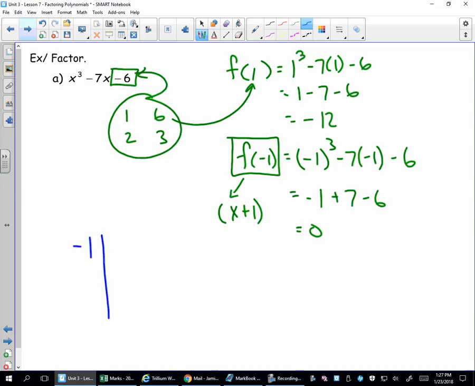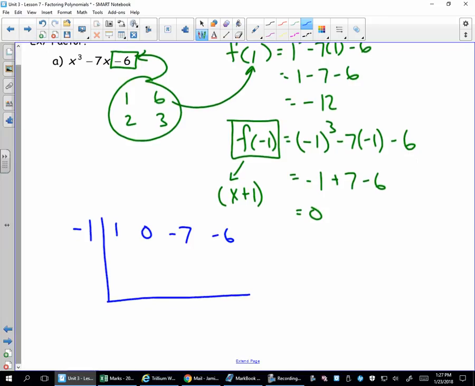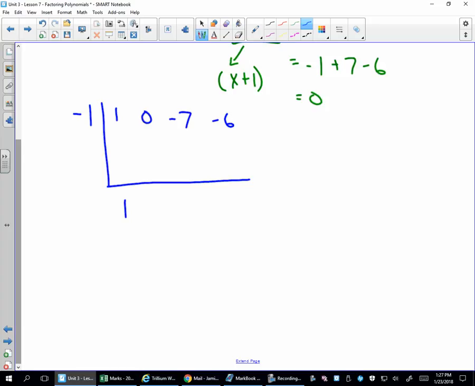So our number is negative 1, our coefficients are 1, no x squareds, negative 7, negative 6. And all the math we've done previously was just to get ourselves ready to try this. All right, synthetic division. Carry it down, multiply, add it, multiply, add it, multiply, add it.